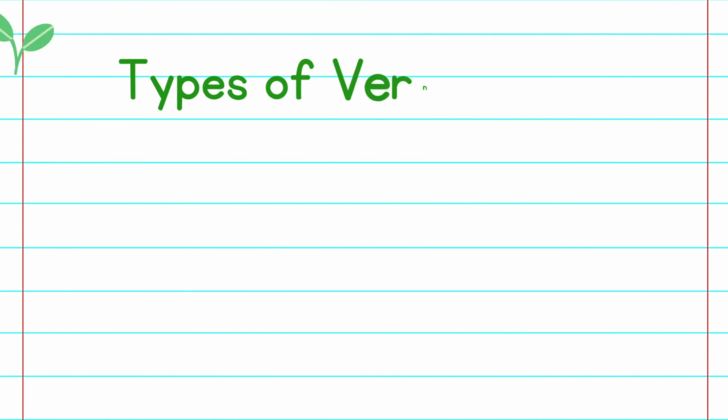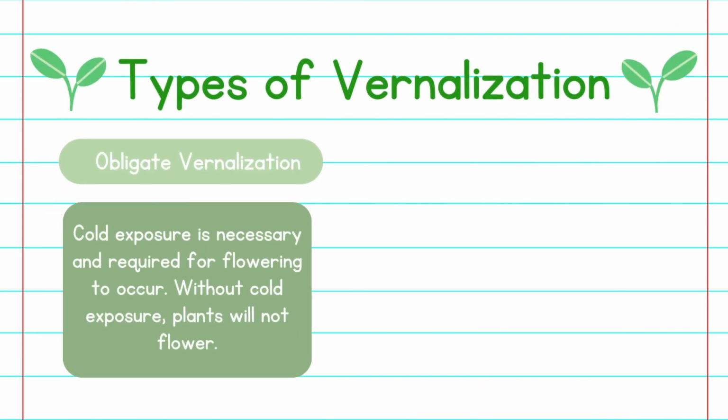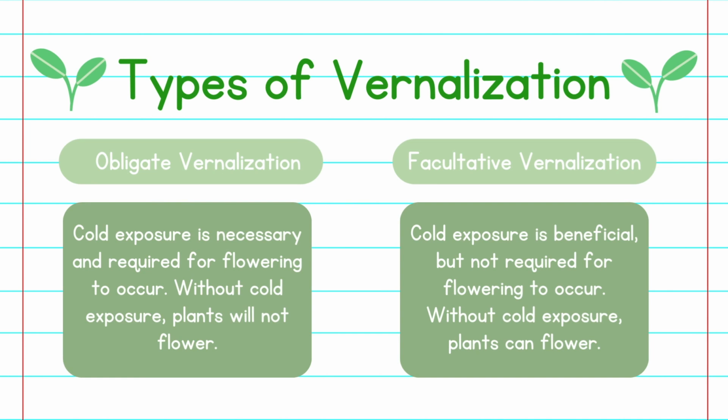Now let's talk about the types of vernalization. There are two main types. Let's start off with defining obligate vernalization. This type of vernalization is when cold exposure is necessary and required for flowering to occur. In addition, there's facultative vernalization. This is when cold exposure is beneficial for a plant, but it is not required for flowering to occur.